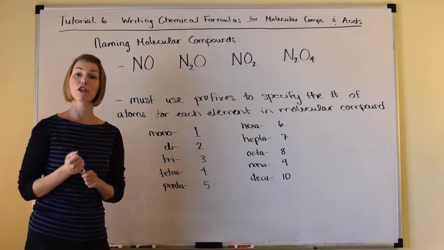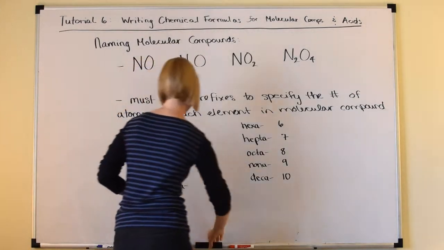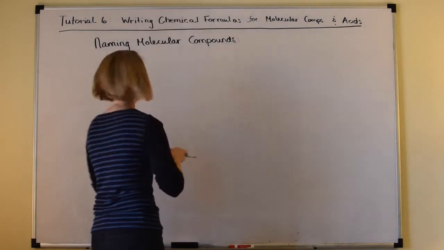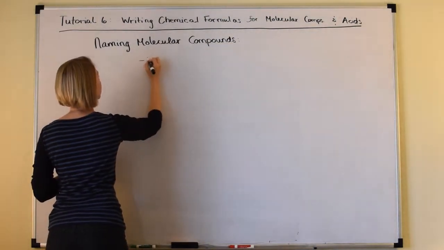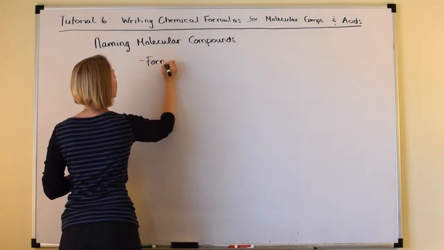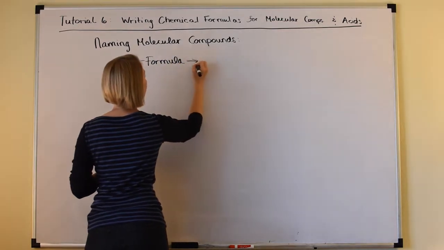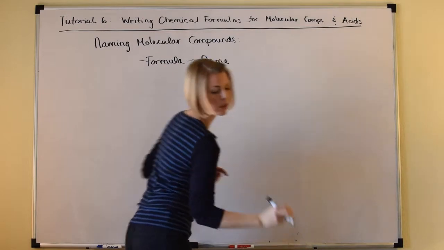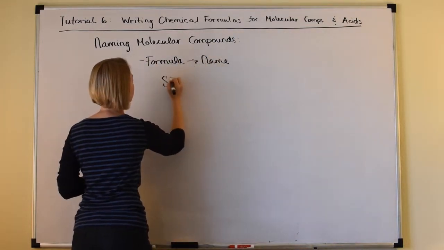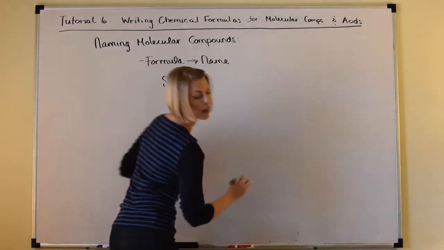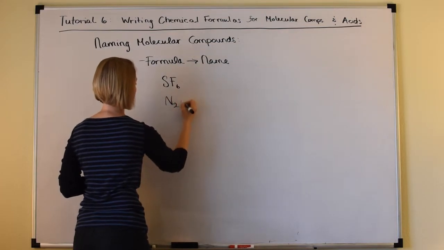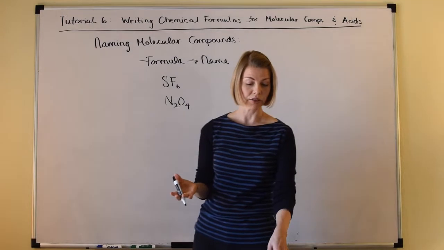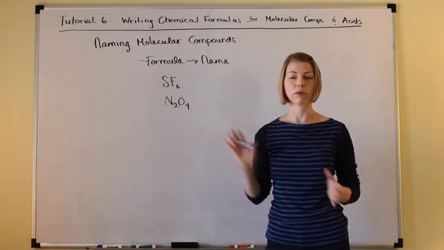Now let me show you how to use them. So I'm going to erase all this. I'm going to go in the order of the notes. So let's do formula to name first. So going from a formula to a name. Okay. And we'll go ahead and do the examples in the notes. Okay, so the rules are already written out for you on slide 3. I'm just going to read through those. I'm not going to write them up here.